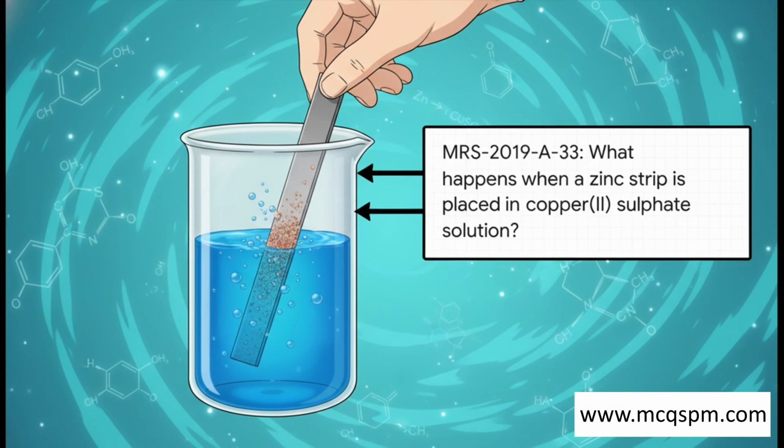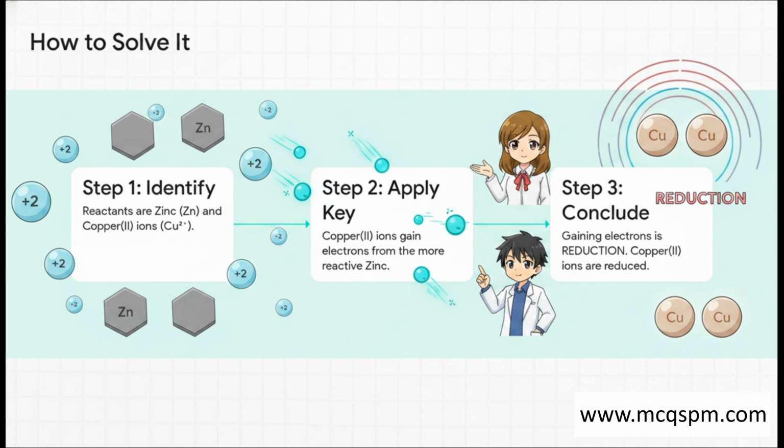Okay, here's a classic one. You take a piece of zinc metal, you pop it into that familiar blue copper(II) sulfate solution. The question wants to know what's going on in terms of redox. Where do we even start? Let's just break it down step by step. First, who are the main characters in this reaction? We have solid zinc metal, Zn, and the copper ions, Cu²⁺, floating around in that solution.